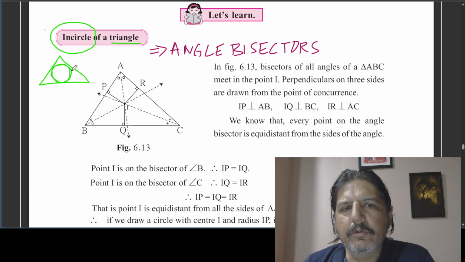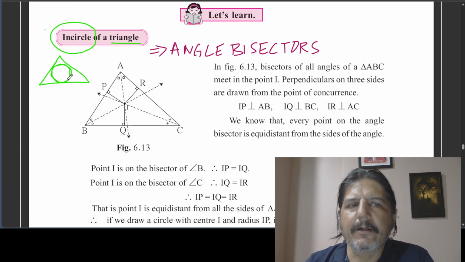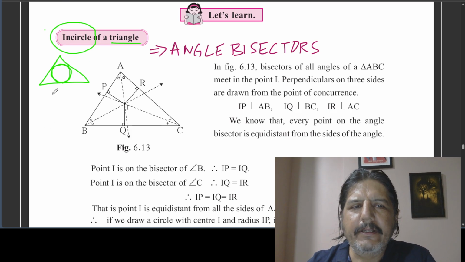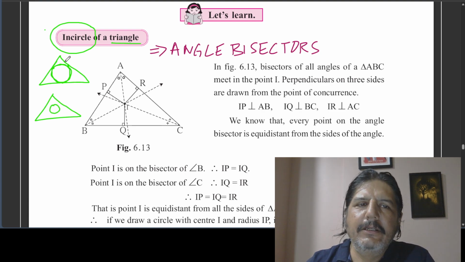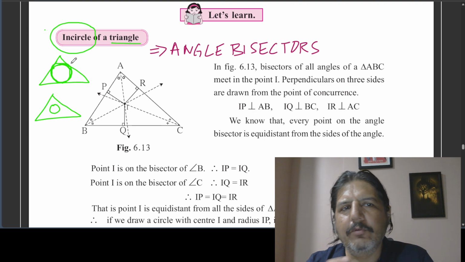And when I say that it will be inside the triangle, what I imply is that it will be touching the three sides of the triangle. So it can't be any random circle. It can't be like this. The circle would be touching the three sides of the triangle. So that is what is called an incircle of a triangle.